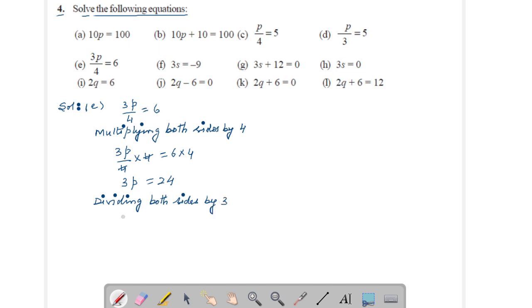What will you get? 3P upon 3 equal to 24 upon 3. Here 3 is cancelled by 3. What is left? P equal to, here divide 24 by 3. 3 ones are 3, 3 eights are 24. P equal to 8. This is your solution. Now come to F part.